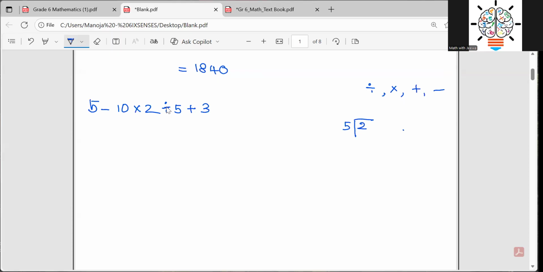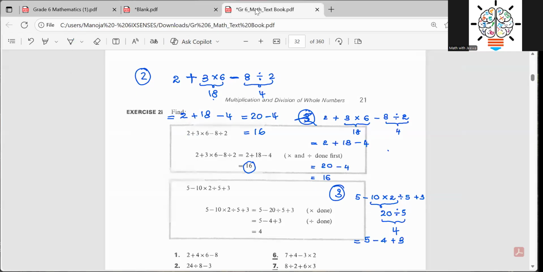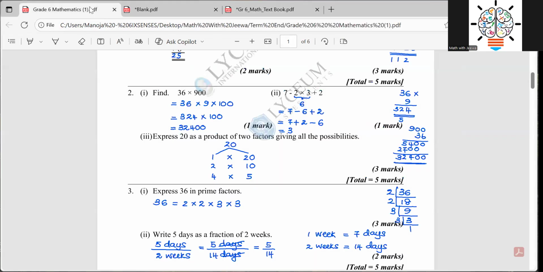Therefore, without doing division first, I move to multiplication. 10 times 2, it is 20. That 20 I can divide by 5 and it gives me the answer 4. Now I can rewrite 5 minus 4 plus 3. 5 minus 4, 1. 1 plus 3, it is 4. Hope it is clear. That is how you get the answer 4, right? So that is all about this.